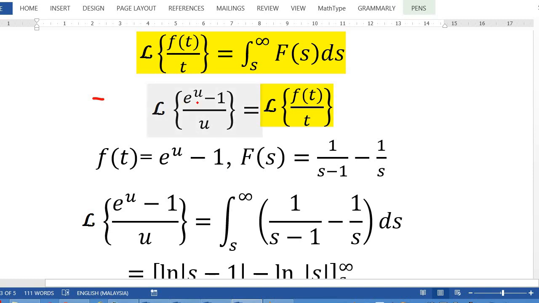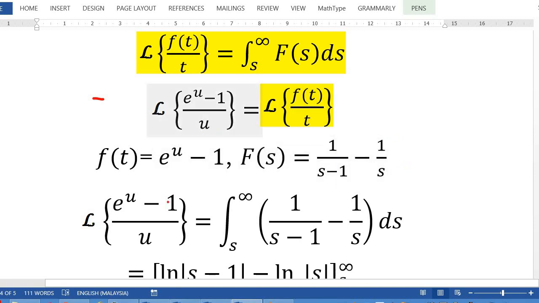You want to find the Laplace transform for (e^u - 1)/u, which is in the form of the Laplace transform for f(t) over t. That's why you use the division by t property, which is equal to the integral of F(s) ds from s to infinity. So to get the f(t), identify the numerator, which is e^u - 1. Taking the Laplace transform for e^u, you have 1 over s minus 1. Laplace transform for 1 is 1 over s.